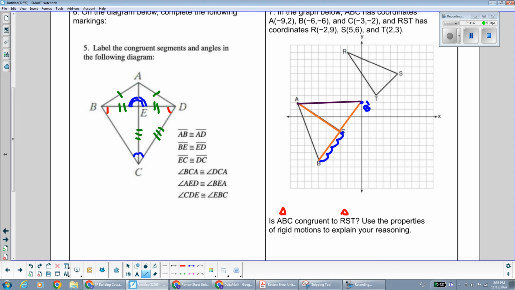But actually, the orientation's still not good. Right? It'll need to be turned a little bit still. And actually, if you also take a look, the length of BC, because I just traced it over here, is longer. So it looks like these triangles are different sizes. So the triangles are not congruent because there is no rigid motion that could take you from this one to this one. So I'm going to put that over here.